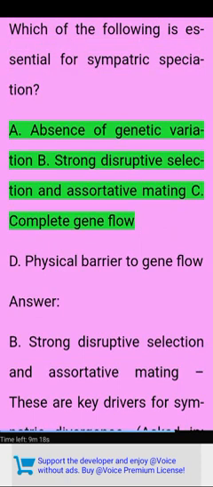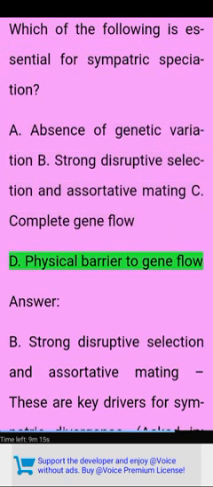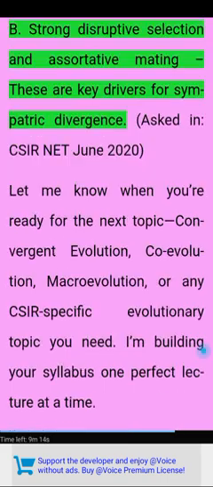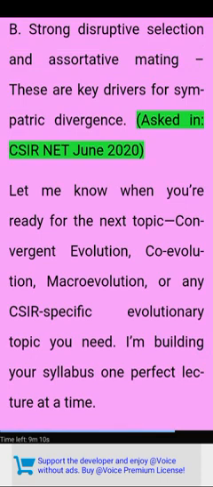A. Absence of genetic variation. B. Strong disruptive selection and assortative mating. C. Complete gene flow. D. Physical barrier to gene flow. Answer: B. Strong disruptive selection and assortative mating. These are key drivers for sympatric divergence. Asked in CSIR NET June 2020.